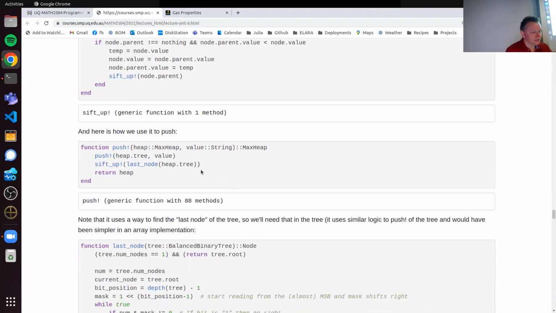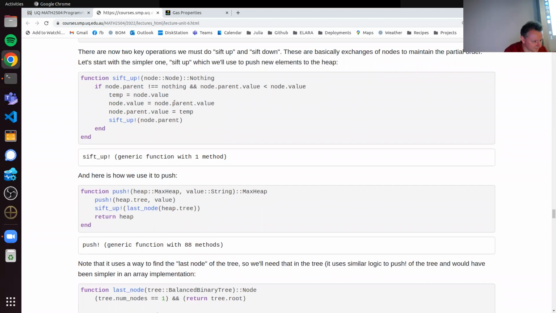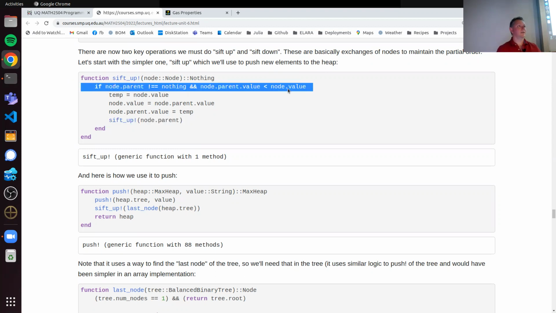And if we want to push, we put it at the bottom, and then we look: are we bigger than the parent? If we are, put me there. Am I bigger than the grandparent? If I am, put me there. And that's what this while loop is. Is it a while loop? Oh yeah, here, not a while loop. It's a recursive function call. Apologies. It just calls itself, so it repeats until this is no longer true. And so you're in the right place when your parent is bigger than you, or you're the root node. And that's when you can stop.